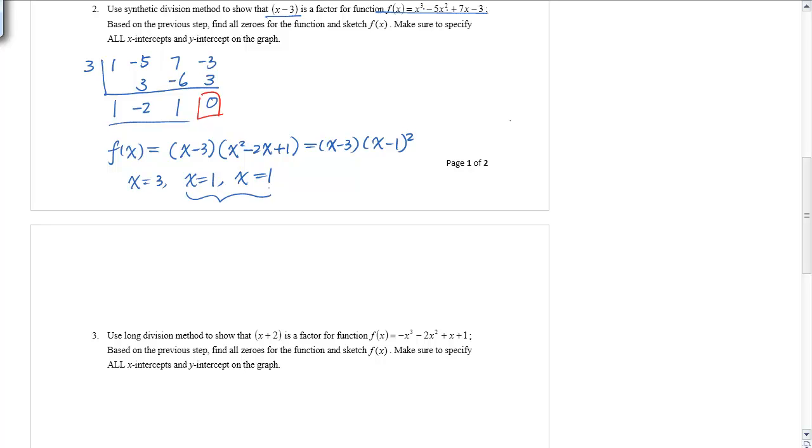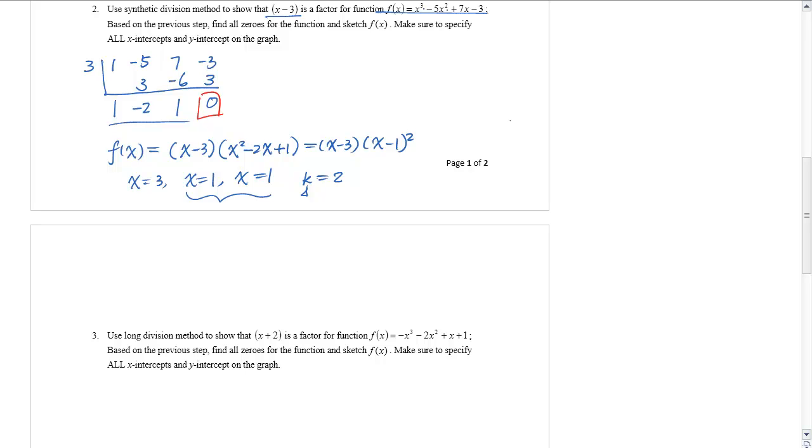Therefore, x equals 1 is a repeated root. It has been repeated twice, so k equals 2. In this case, k is the multiplicity, which indicates that on the graph, at x equals 1, this x-intercept, we will have the graph of the function touching the x-axis but not passing through the x-axis.